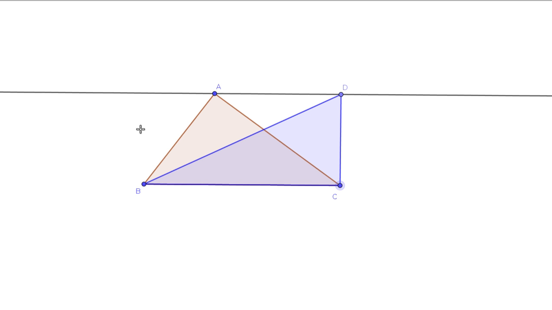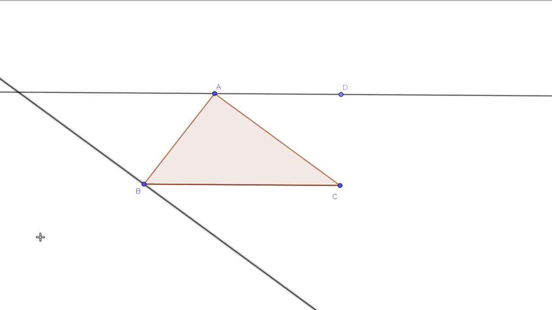Okay, so the first thing that we want to do is construct the line that's parallel to AC, so parallel to this side. So let me turn this triangle off. So that's parallel to side AC that's passing through B. If we draw that line, and we say that it intersects our line through AD at our point E.